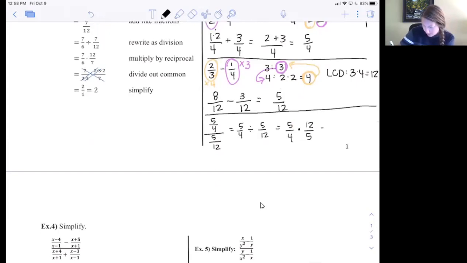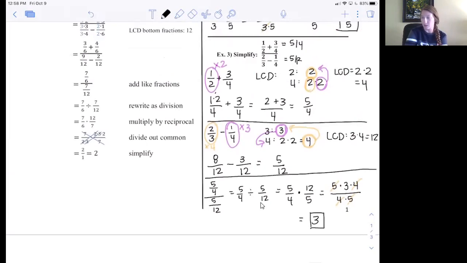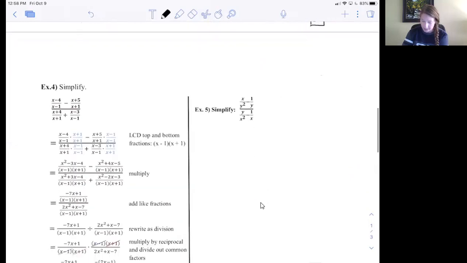So I'm going to keep this as 5 times, but instead of 12, I'm just going to write it as 3 times 4 divided by 4 times 5. So I can see I can cancel this 4 out with this 4 and this 5 with this 5. So I'm just left with 3, which is my answer. Okay, so nothing too terrible, just finding kind of the common denominator and simplifying it.